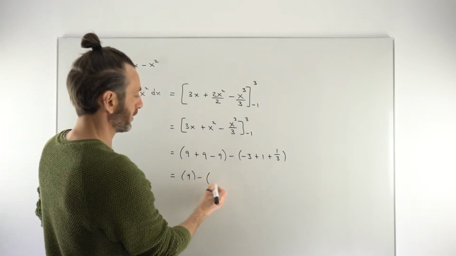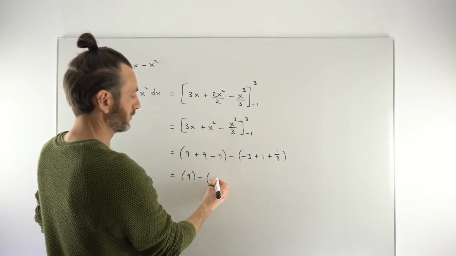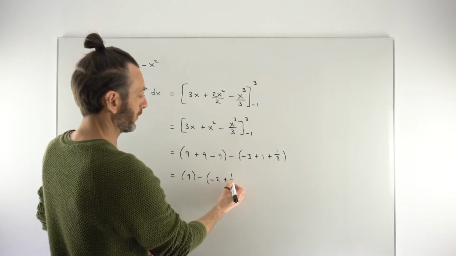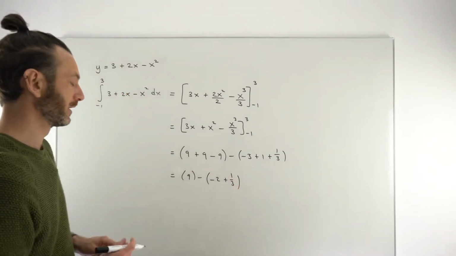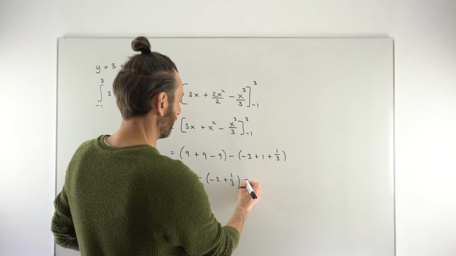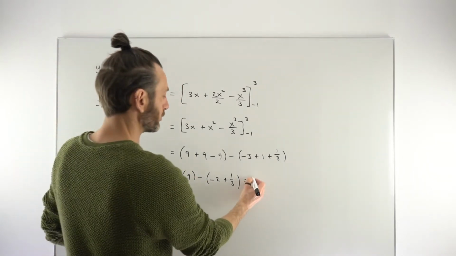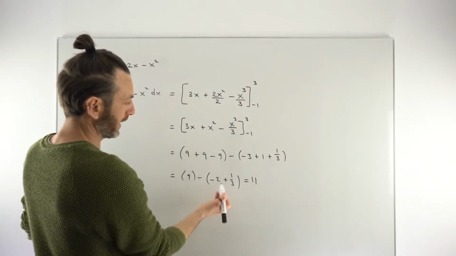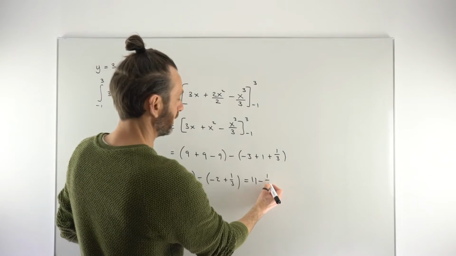And then in the second bracket, we could sort of add these together. So -3 plus 1 is -2. And then just leave the 1/3. It's up to you how you go about this processing. You could probably put this in the calculator at this point. I'll just do it manually. So we're going to get 9 minus -2, which is 9 plus 2, which is 11. And we've got minus 1 over 3, which is -1 over 3, like this.